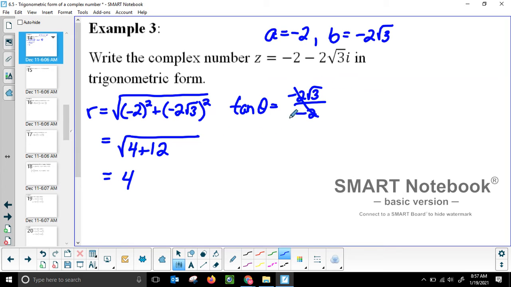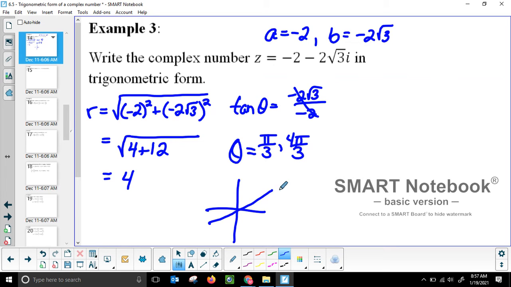But in this case, this is on the unit circle. Tangent is equal to the square root of 3 in a couple of places. That occurs at pi over 3, and it also occurs at 4 pi over 3. So we need to say, which one of these is it? Well, if we were to graph, and that's not very well done there, it would be somewhere like that.